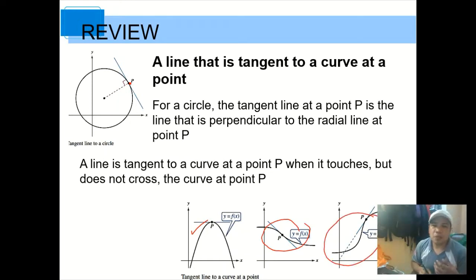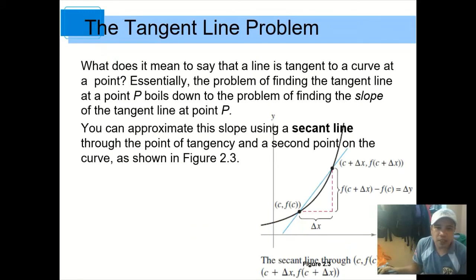So, how are we going to get the tangent line at a point P if we have a curve? One way is to approximate the slope by using a secant line. Secant is from the Latin word meaning to cut. I have here one point, c, f of c, and a delta x. From this point to this point is delta x.